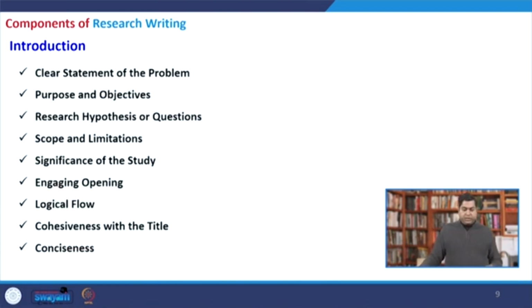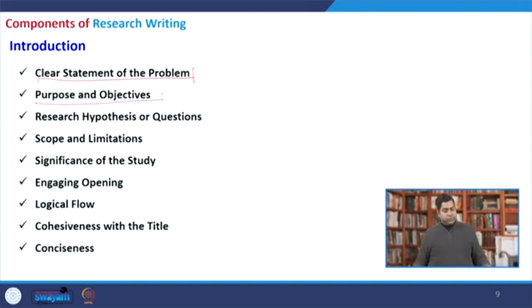Coming to the introduction, to start with a good introduction, you have to have a clear statement of the problem. Suppose you want to do something on active transportation or micro mobility. In that case, why is it required, what is the current trend, and how can active transportation or micro mobility solve the transportation problem in a city? That part you have to give at the beginning with facts and figures.